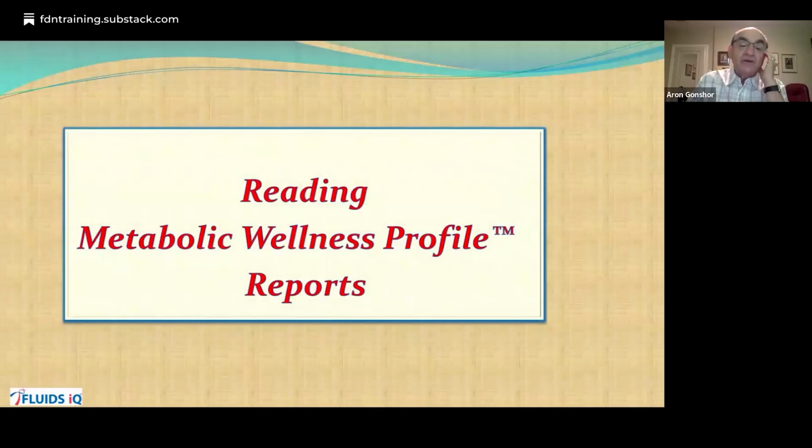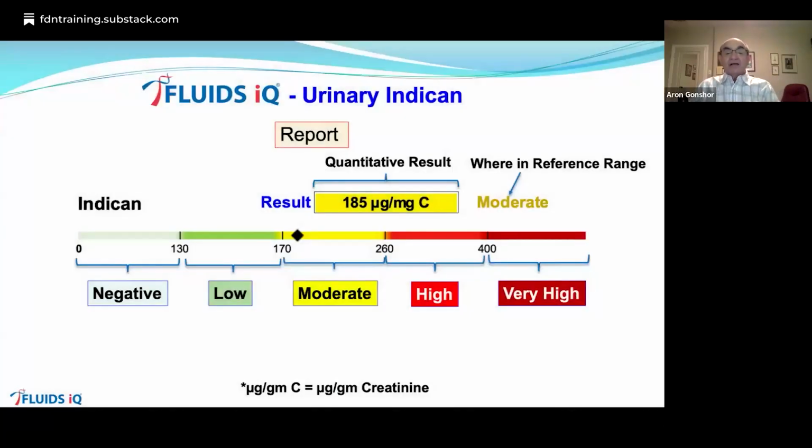And why don't we just take a very quick look at reading a metabolic wellness profile? Well, the indican, these are all quintiles. Quintiles first, second, third, fourth, fifth, going from very, very low. And this is based on a population. Populations are in fifths.